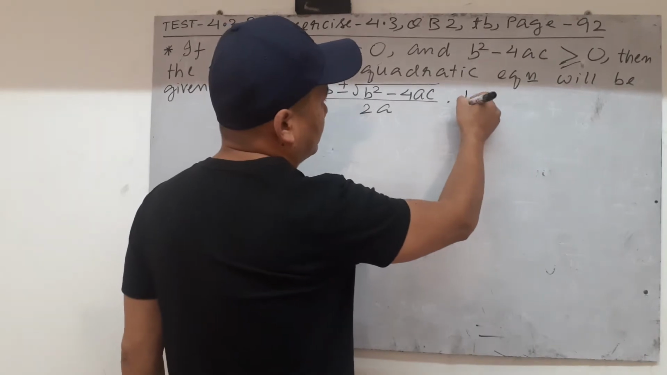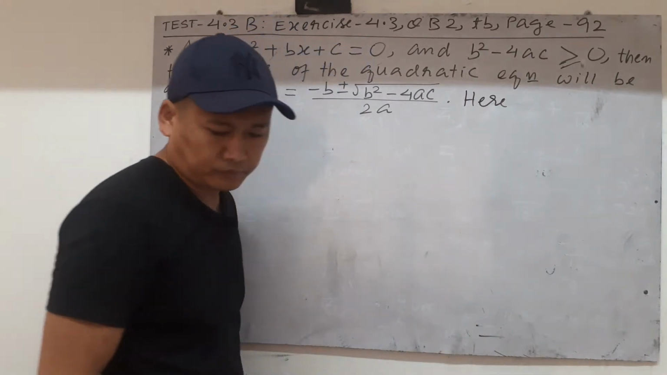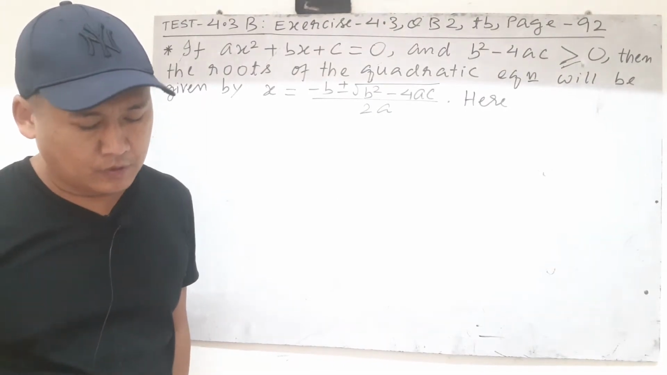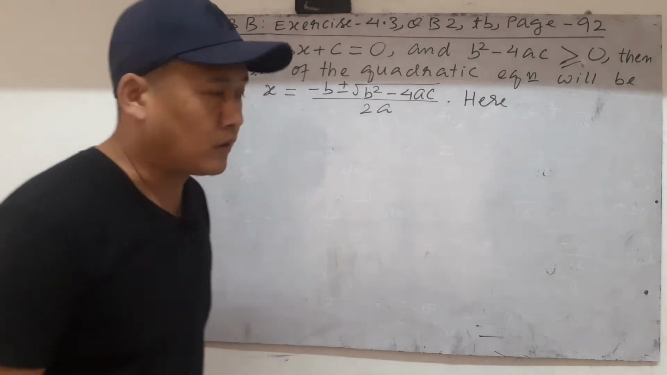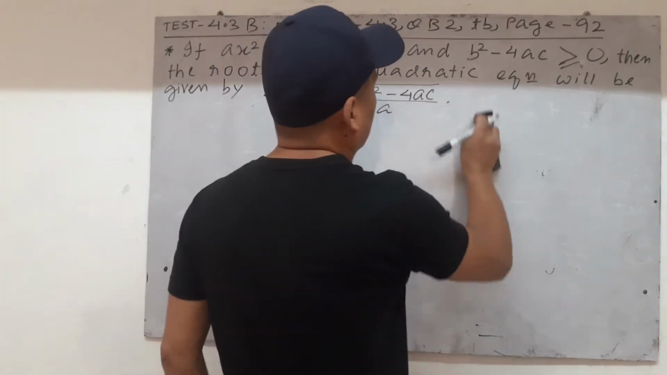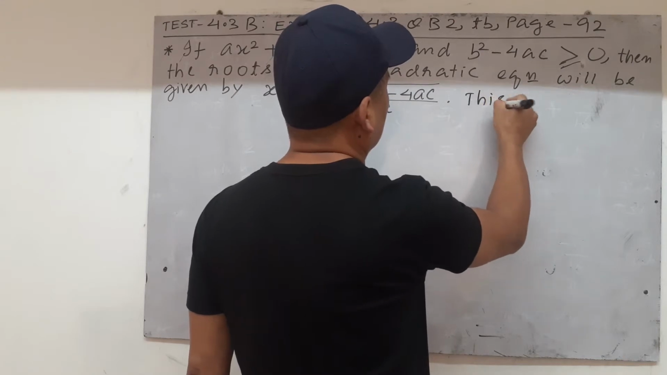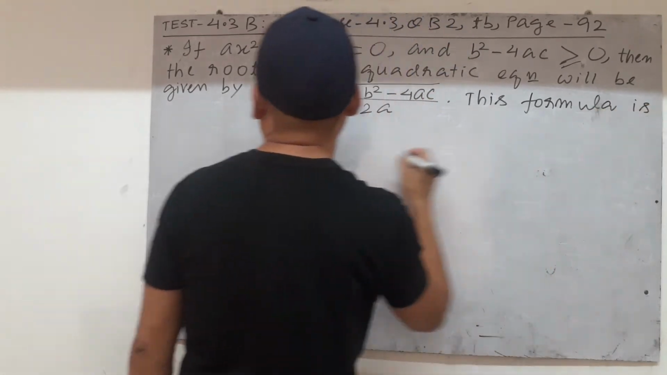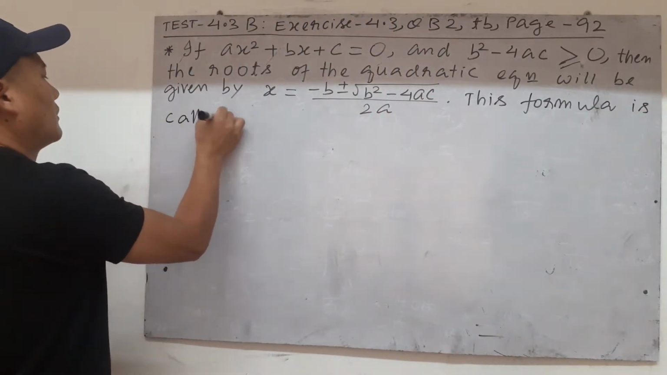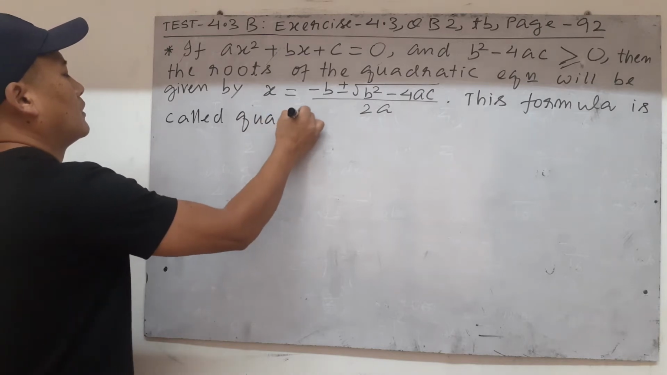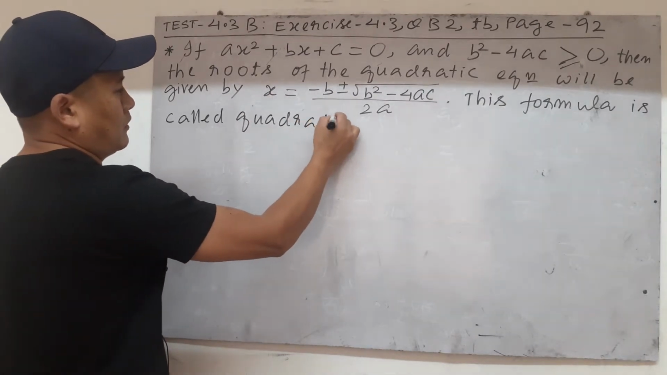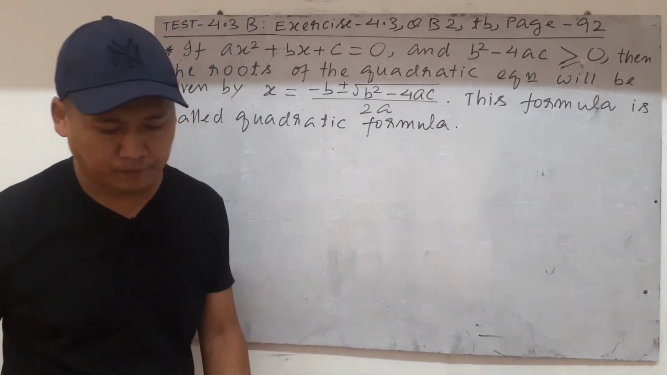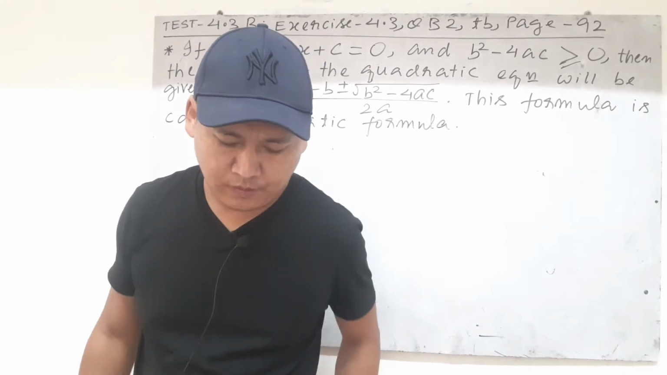And here, or we can simply say this formula is called quadratic formula, the one we've written here. Okay, quadratic formula, full stop. Okay, it's known as quadratic formula.